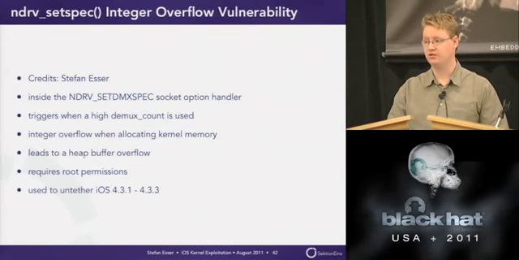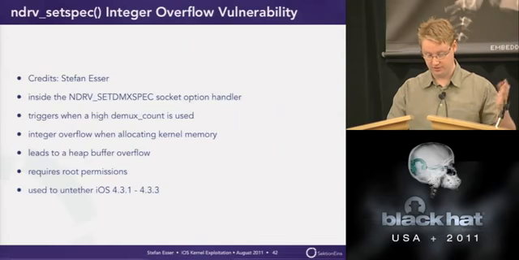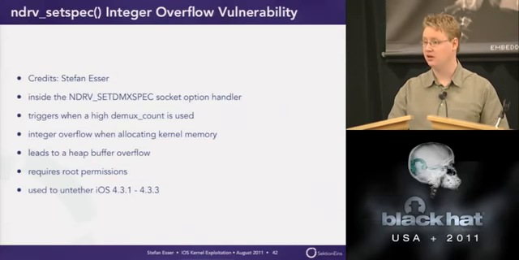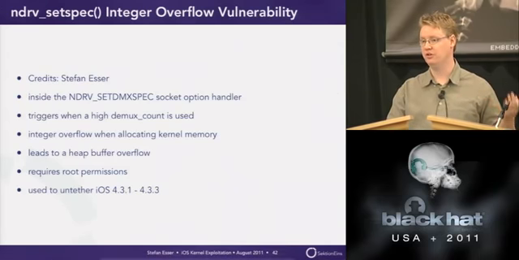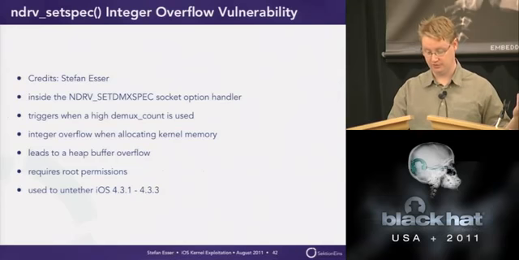It's inside the socket option handler for the NDRIF protocol of this NDRIF set DMX spec opcode or whatever you call it. And basically there's a DMUX count, and you can set it to a very high value, and then you trigger an integer overflow in a multiplication for memory allocation. And again, it requires root permissions, and nowadays it's closed by Apple.